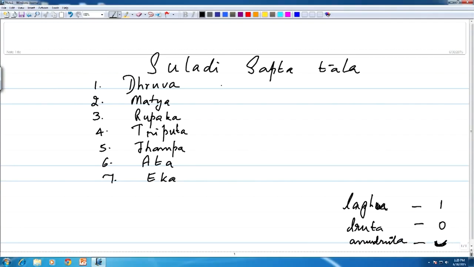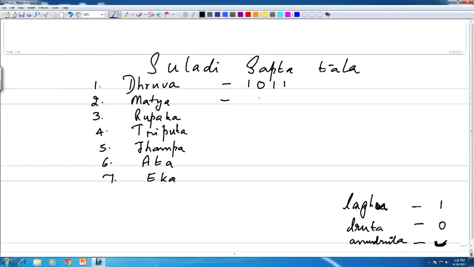Now, Dhruva Tala has a structure of 1 laghu, followed by a druta, followed by another laghu, and then another laghu. 1, 2, 3, 4. One laghu. 1, 2. One drutam. Another laghu. And yet another laghu. This is the structure, or the angas, of Dhruva tala. Matya tala is one laghu followed by a druta and then followed by another laghu.